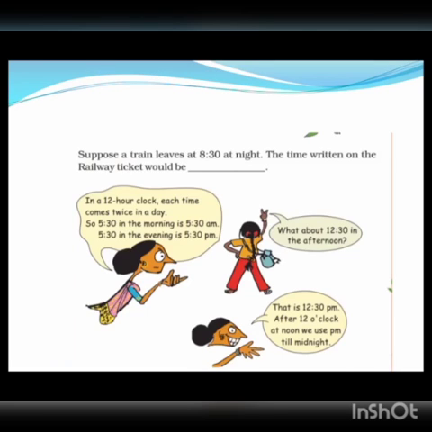Now I have one question for you. Suppose a train leaves at 8:30 at night. The time written on the railway ticket would be, any guesses? Try to find out. Yes, very good. 20:30 hours, because the railways are using 24-hour clock.